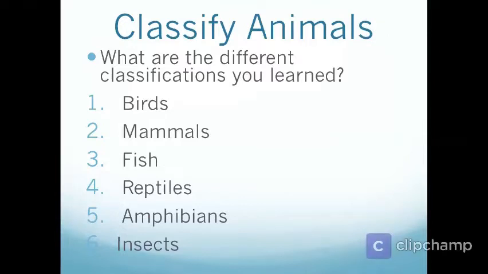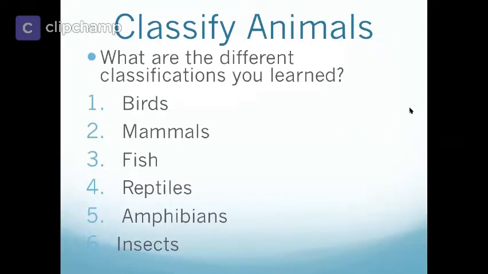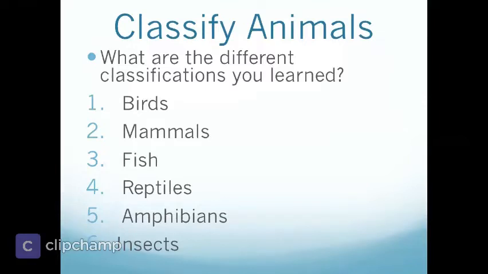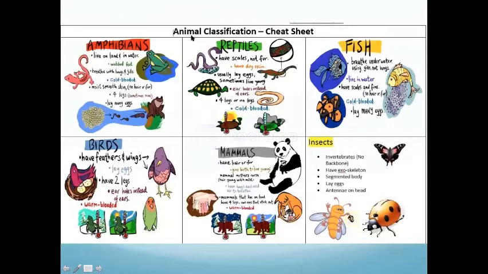Good, and what are the 6 groups of animals? Zoyman, go ahead. Birds, mammals, fish, reptiles, amphibians, insects. Excellent job, Zoyman. Great work. So here we can see them, right? Amphibians, reptiles, fish, birds, mammals, and insects. Today we're going to review them.